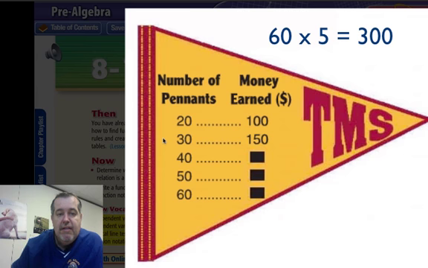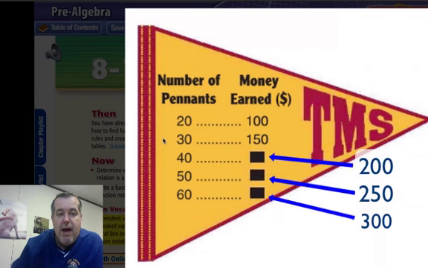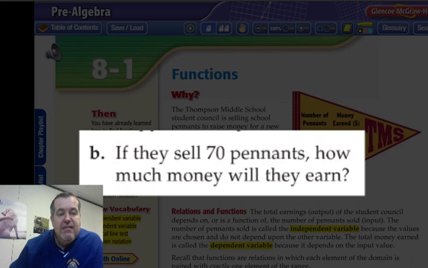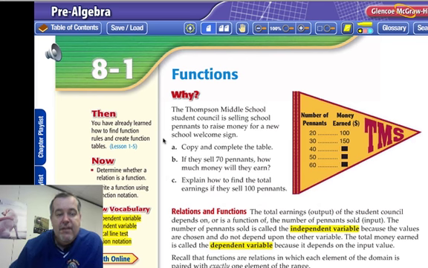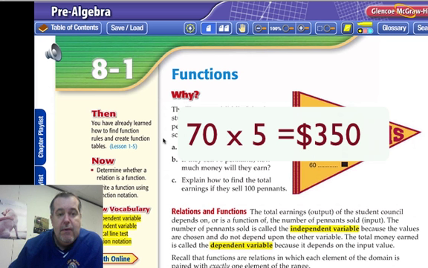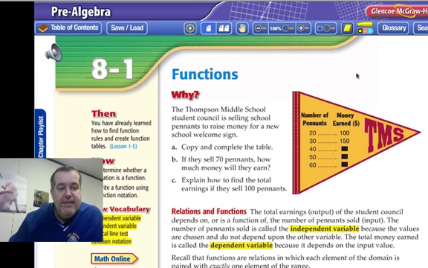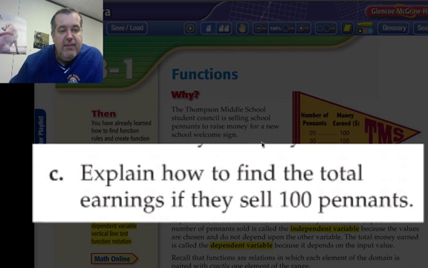So we can complete the table by doing that, multiplying each amount by 5. Now, let's take a look at B. If they sell 70 pennants, how much money will they earn? Well, if they sold 70 pennants, we would multiply that still by the $5 they get for each one, and they would get $350.